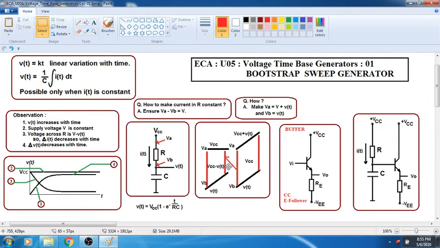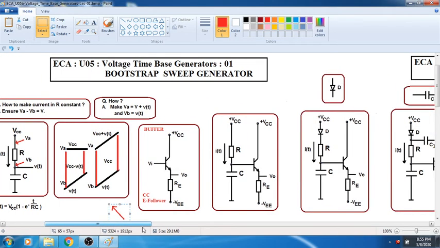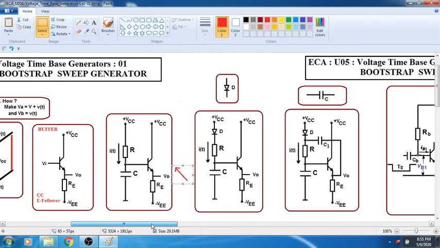Now how do we make the voltage increase on both sides with the difference maintained as VCC? So we are using a buffer, or emitter follower. Once we know the purpose of the buffer, we connected the RC circuit and the buffer. Then to separate the charging and discharging, we are using a diode here, because the diode allows current to flow in only one direction. And when the diode is reverse biased, there is no path for current to flow. No current will flow through the resistor when the diode is reverse biased.